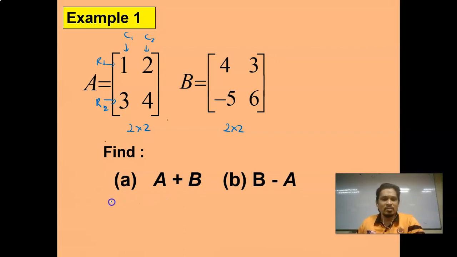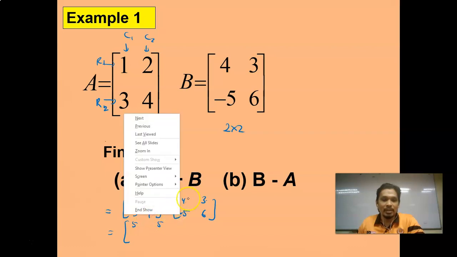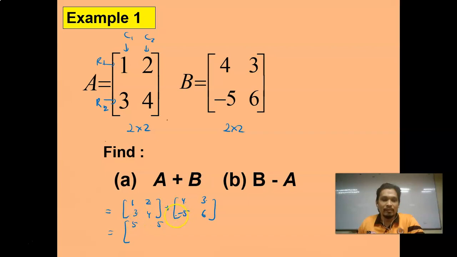So for A plus B, I just make it here. It equals the matrix of 1, 2, 3, 4 plus 4, 3, negative 5, 6. Okay, so 1 plus 4 is 5, 2 plus 3 is 5, 3 plus negative 5, or 3 minus 5, is negative 2, and 4 plus 6 equals 10.